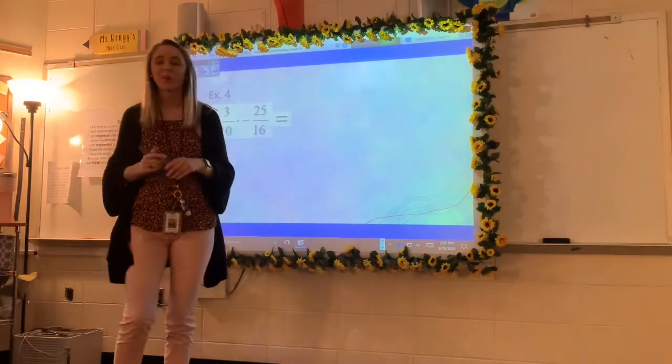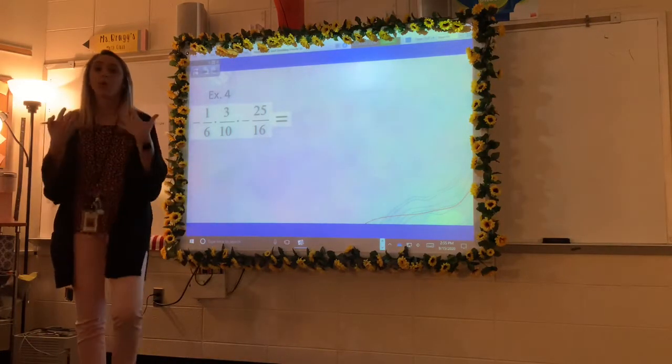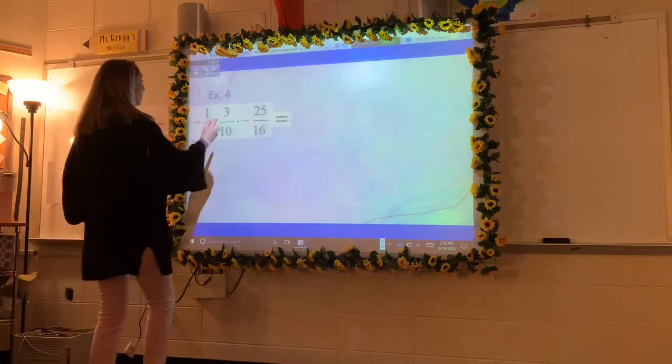Example 4. Example 4 looks a little different, a little scarier because now we have 3 fractions, but it's okay. We know how to do it, right? So I want to break them up.